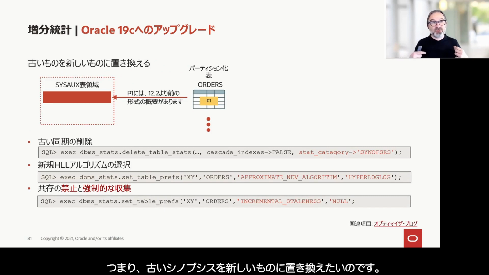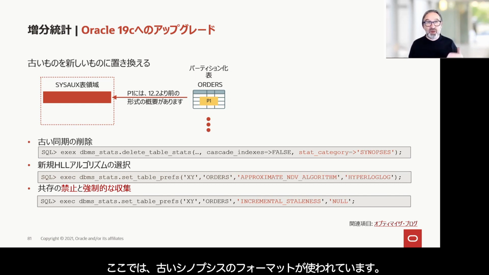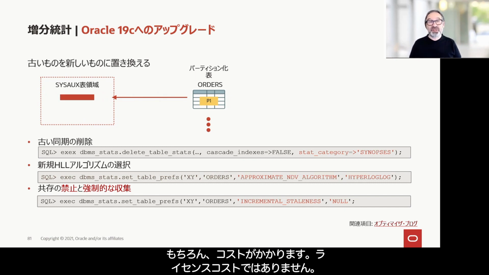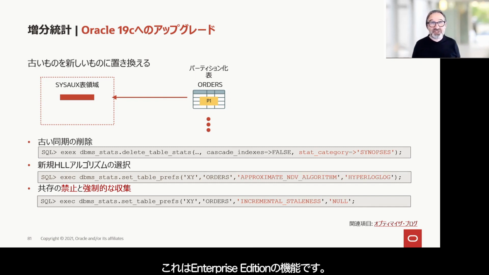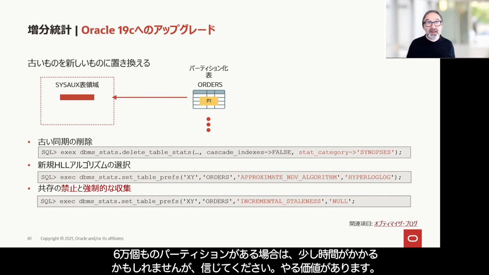So we want to replace the old with the new synopsis. In the middle of the slide, you see we have a partitioned table. The table is called orders. We have a partition. And the idea is now, it has the old synopsis format. We upgrade. And then after upgrade, we enforce the recreation of the synopsis. This, of course, is costly, not in terms of license cost. This is an Enterprise Edition feature, but in terms of performance, in terms of also effort, because if you have like 60,000 partitions, it may take a little bit. But trust us, it's worth the effort.